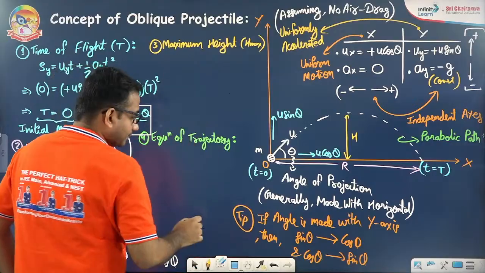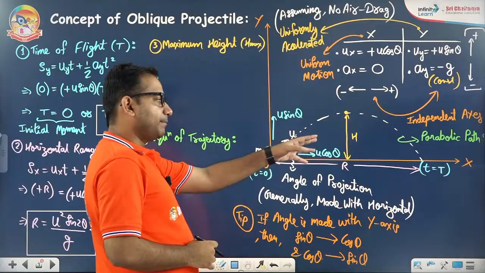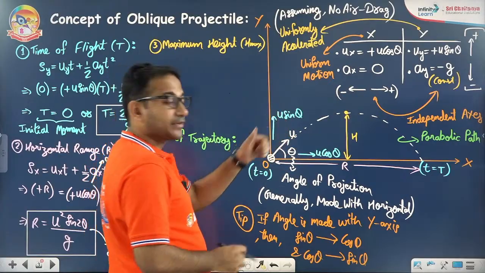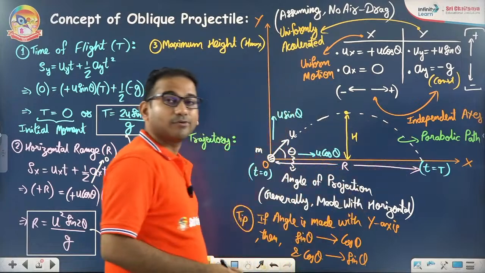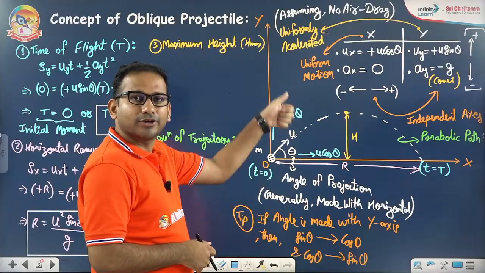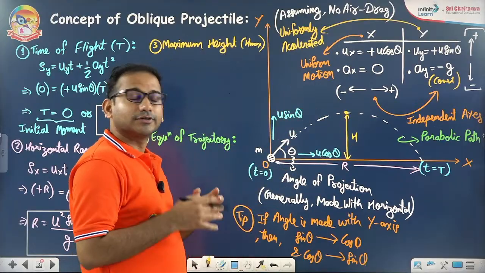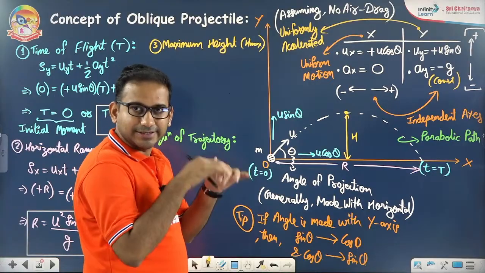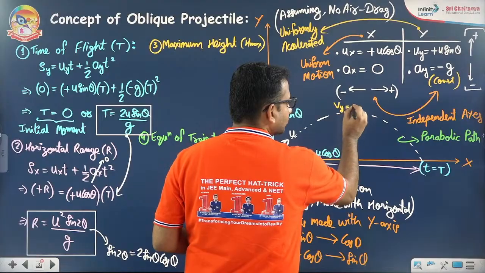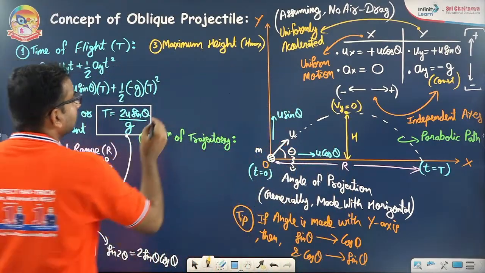So, what I'll write here is Sy. Now, the condition at Hmax: before Hmax, the y component of velocity was positive. After Hmax, the y component of velocity is negative. But at Hmax, the Vy value will be equal to 0. At Hmax, Vy is 0.